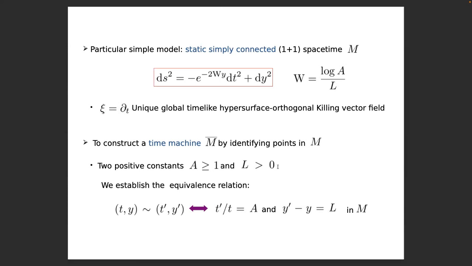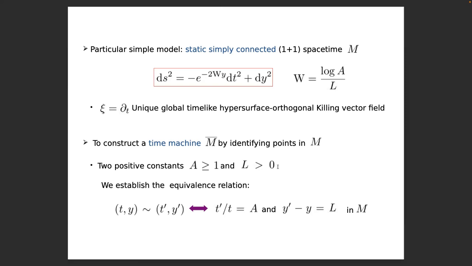So this is the metric that we are using in terms of this W, and this W is in terms of two parameters. These are going to be the parameters that we are going to play with for the rest of the talk. So this W is in terms of a logarithm of A over L. And remember that here I'm still in a simply connected spacetime. So this is before performing the identification, and it's what I'm going to call M.